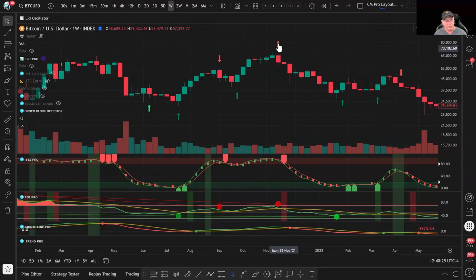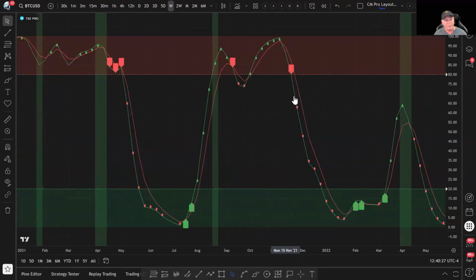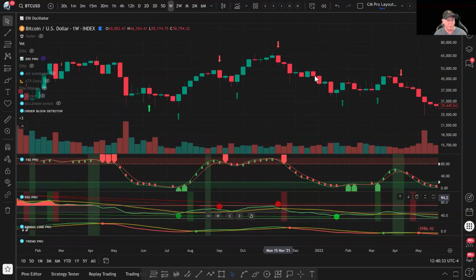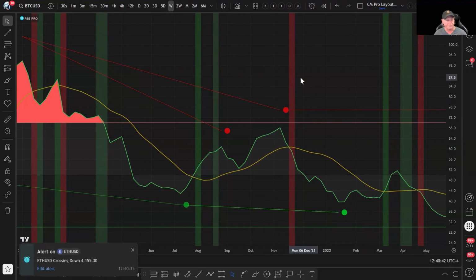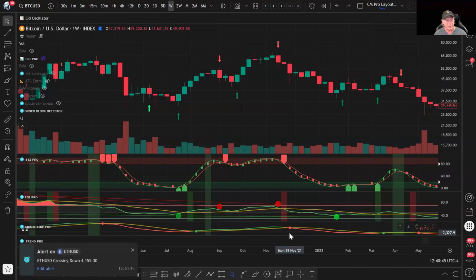Specifically, what I'll be watching for is this and this, the TSI red below 80. You can see that was a confirmed bearish signal at the market top. And then we had a bearish divergence. Again, my alerts are going off. ETH crossing down 41.50. Yeah, no surprise. I've been saying that. And then the signal line.